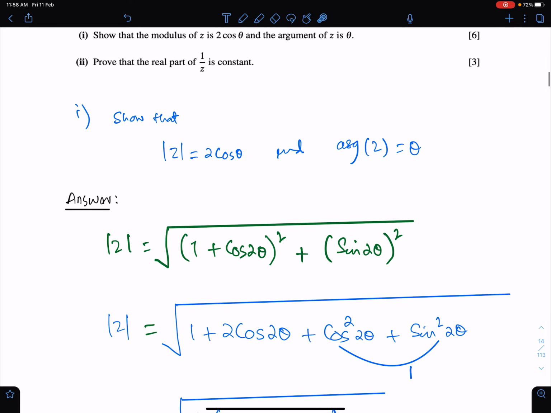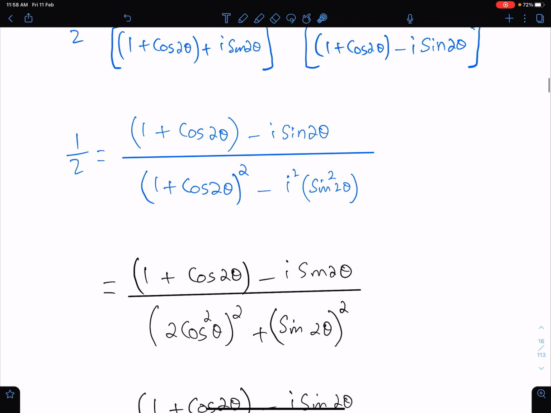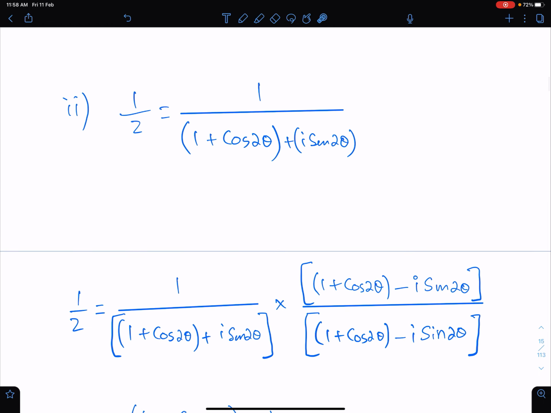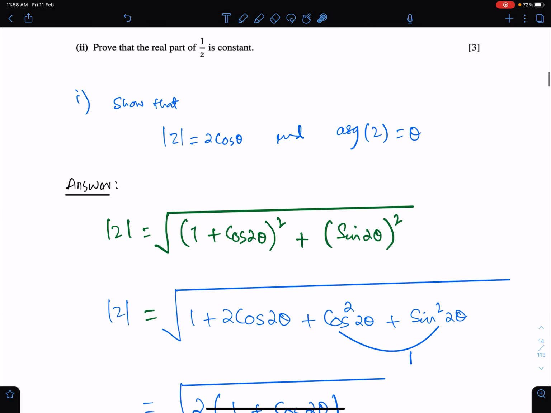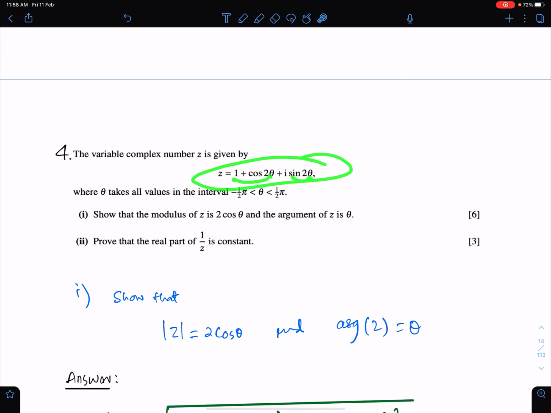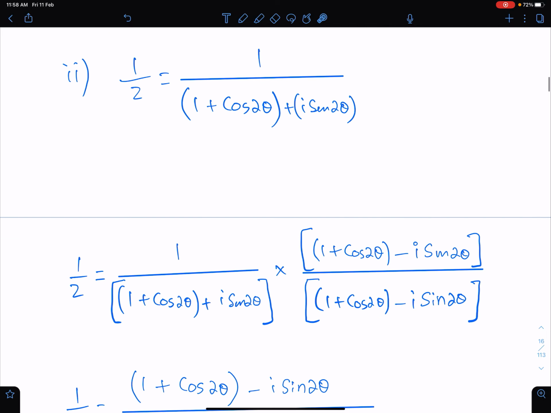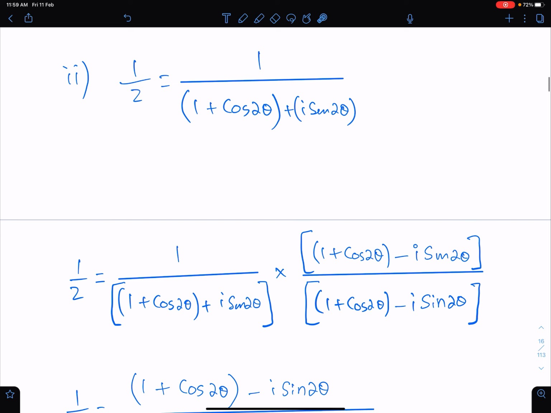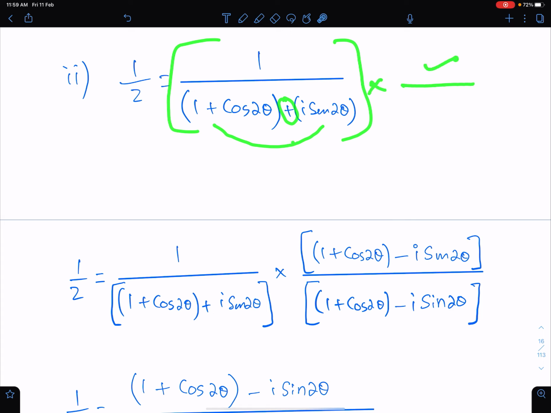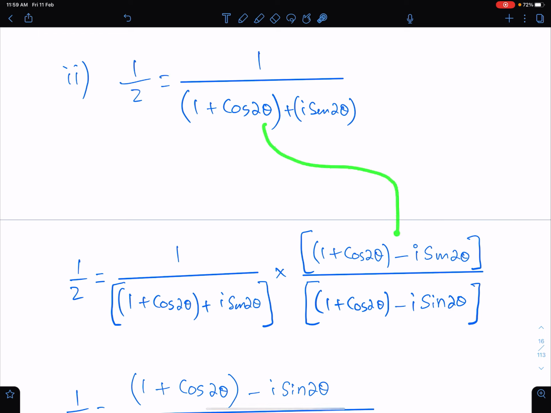Here is the solution. This is z. See, the value of z is 1 plus cos 2 theta and i sin 2 theta. So we have to rationalize this fraction to remove i from the denominator. And for rationalization, we need to multiply this whole fraction with the same denominator but with opposite sign. Multiply and divide. See. Same denominator expression with opposite sign.